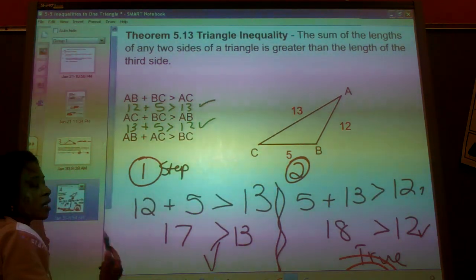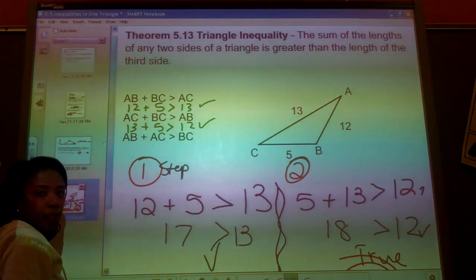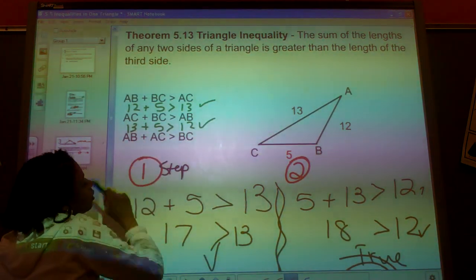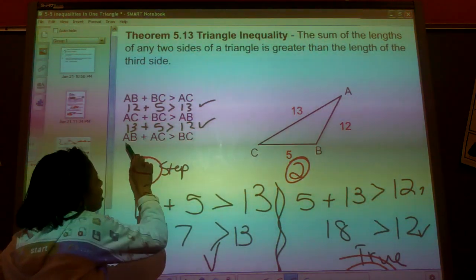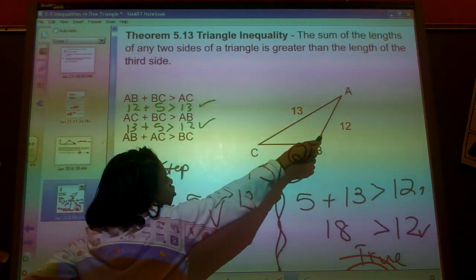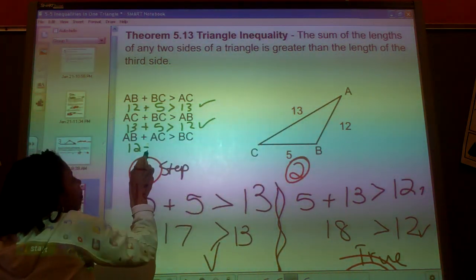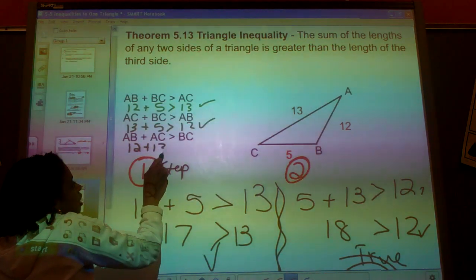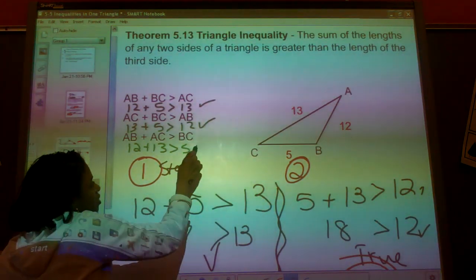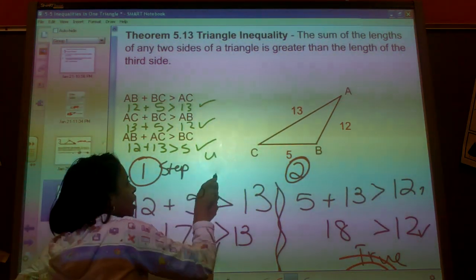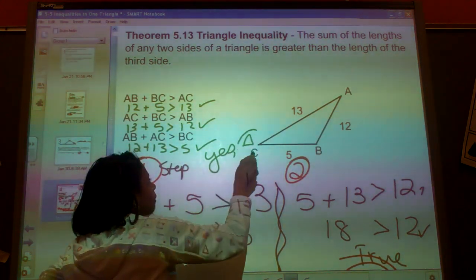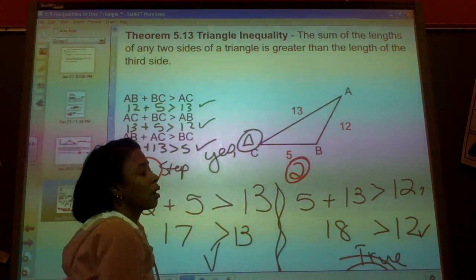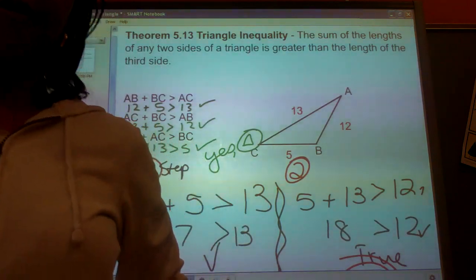And then finally, as I stated, you have to check all three. AB plus AC must be greater than BC. AB, by substitution, is going to be 12, plus AC, which is 13, and it must be greater than 5, and it is. Therefore, this is, yes, a triangle. Okay? And that's 5, part 2.